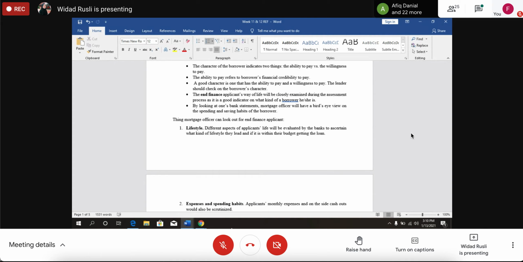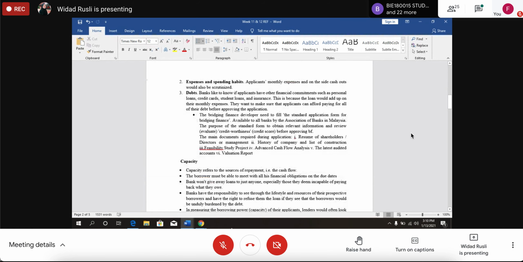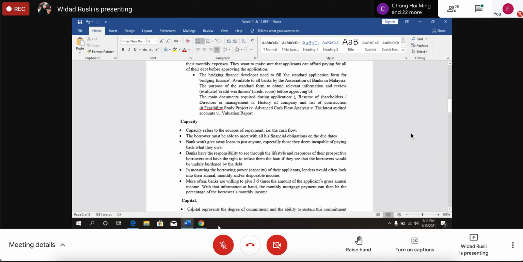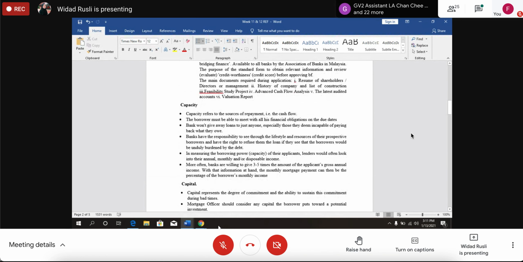Okay. So that's for character. So now it's 10 past 3 already. I think we have almost more than 1 hour on this subject. So basically, you use character, the way that you answered just now, as the way to answer questions like this. And then you apply it to capacity, capital, condition, collateral, the other 4 C's. But the way you answer must be more or less the same as the character just now. Do you understand?